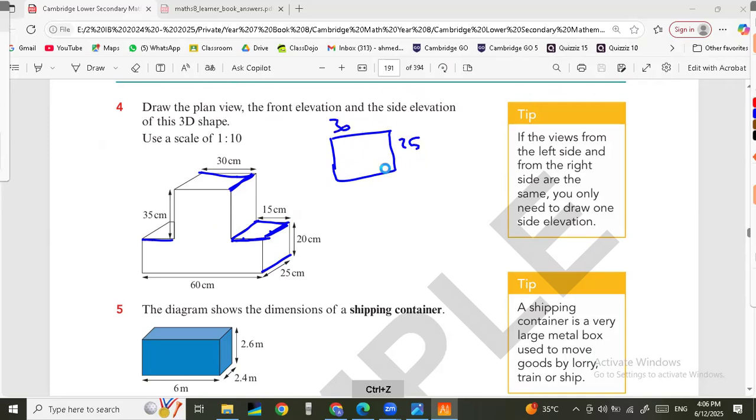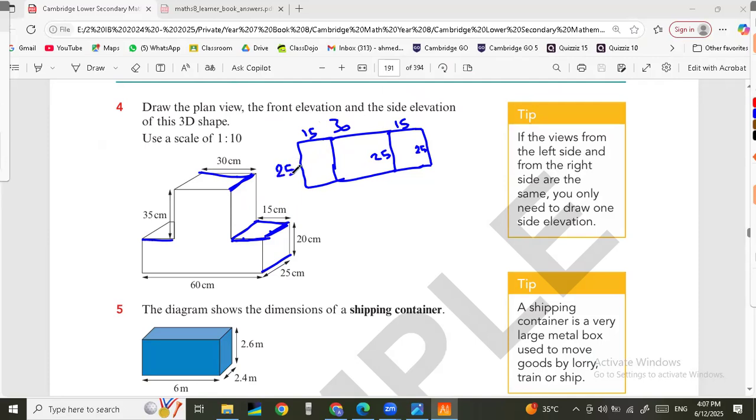And I got also another rectangle that I'm going to draw. And it is 15 by 25. Here's 15 by also 25. And I got there another rectangle, which is the same as the last one, 15 by 25 as well. That's all that you need to draw.